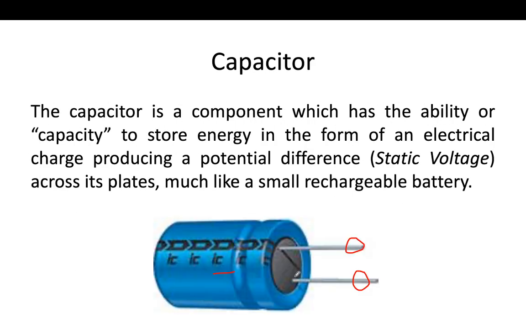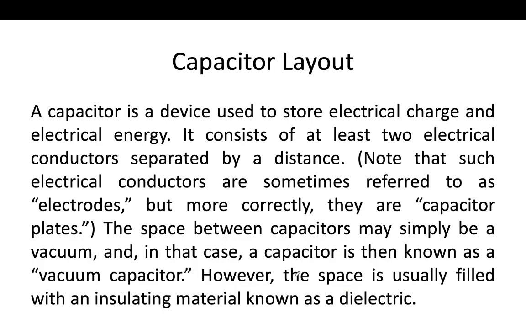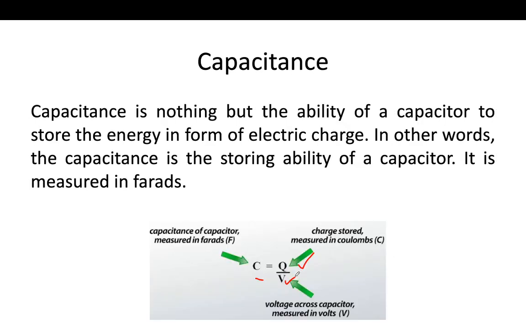So now we know what a capacitor is. A capacitor is, you can say, a small rechargeable battery or a component which can store energy. As for the layout of a capacitor, it has two plates, or you can say two electrodes, and the space between those two electrodes is vacuum. If it is a vacuum then it is called a vacuum capacitor, otherwise it is filled with an insulating material known as dielectric.